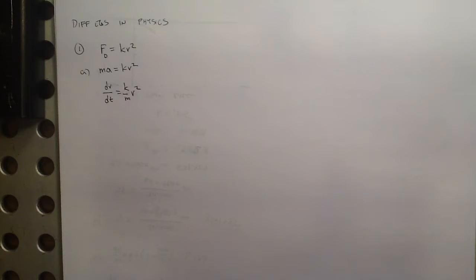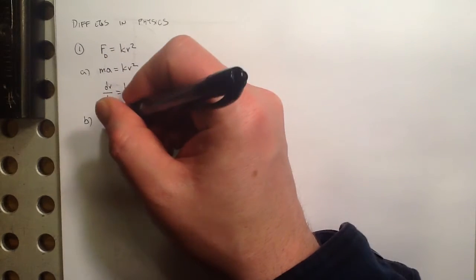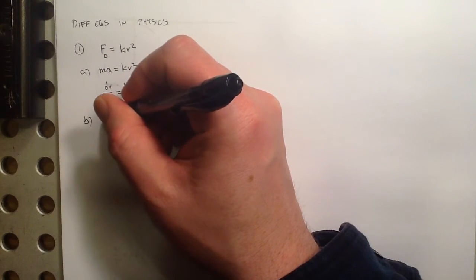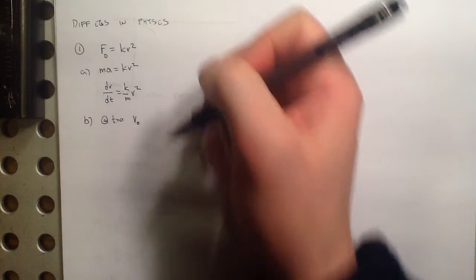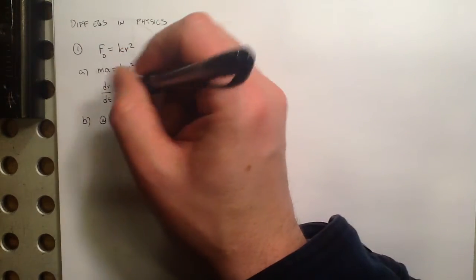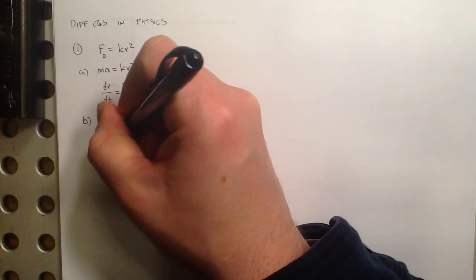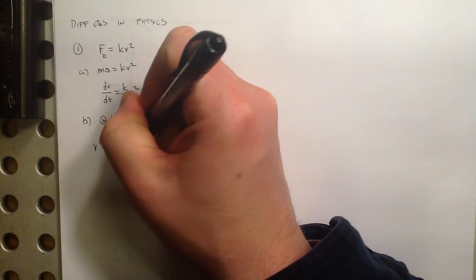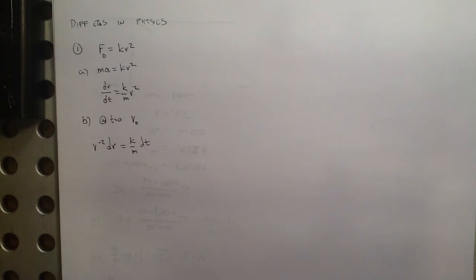And then in part B, we're going to go ahead and solve it. Our initial condition is that the velocity at time 0 is, we'll call it v sub 0. That's my initial condition. Alright, so I need to separate my variables here. Moving this to the other side, that's v to the negative 2 dv is equal to k over m dt. I think it's always a good idea to leave any constants you can over on this side, because this side's usually just easier to deal with.